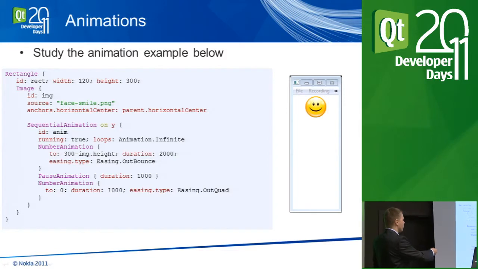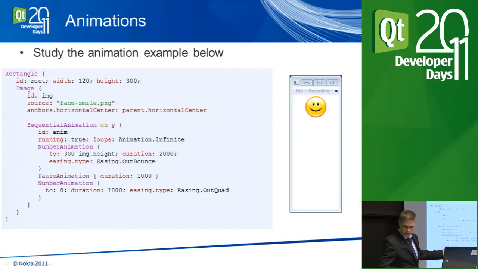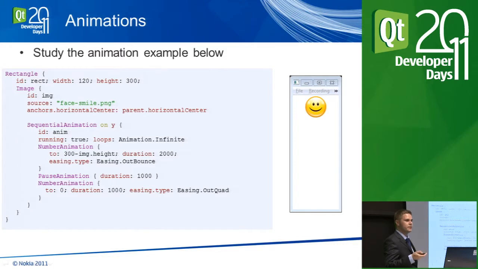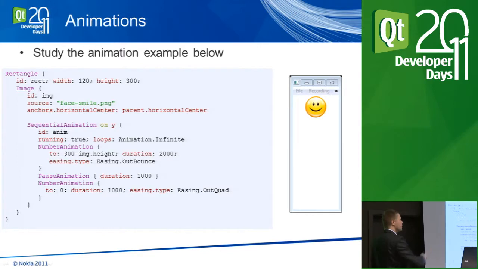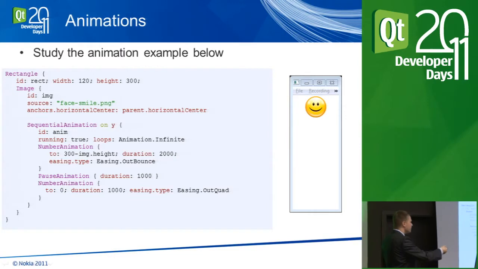In this case, we want something called easing.OutBounce. The OutBounce behaves so that when the image, or the target in this case, reaches the end of the defined target value, it bounces nicely. It goes like bong, bong, bong, like that. And this is what it does.